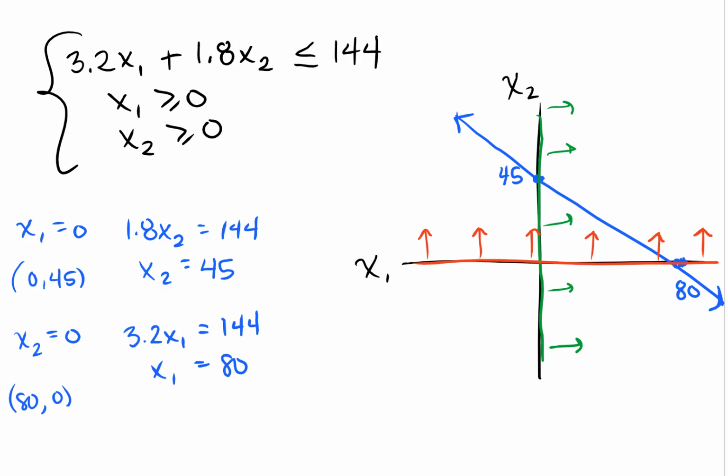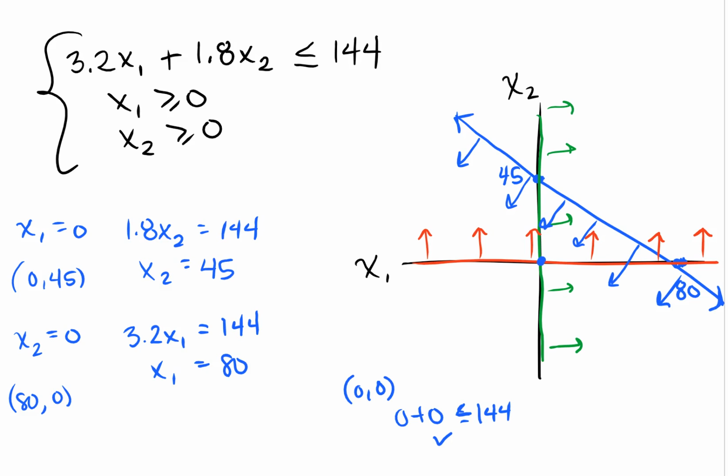And so now we just need to figure out which side of the diagonal blue line, 3.2x1 plus 1.8x2 less than or equal to 144, will give us a solution. So let's test a point. I'm going to try the origin because it's not on my blue line for sure, and it's easy to plug in 0. So 0 plus 0 is less than or equal to 144. That is true. So that means that our solution set will point towards the origin.